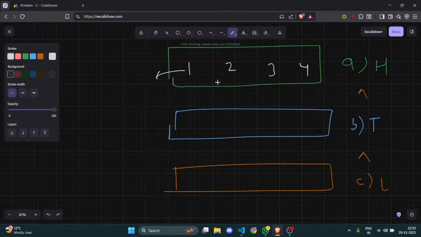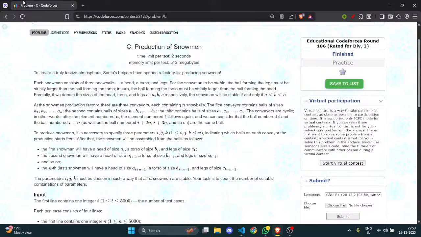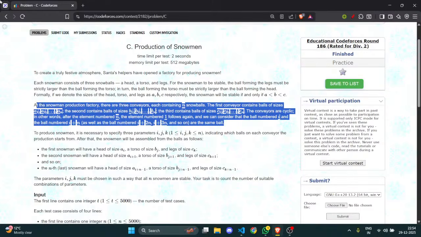Or if we start with snowball two, then two comes, three comes, four comes, then again we go in a circular fashion and one comes. Let's mark one, two, three, four here also, and here also. We need to pay attention that all these have n snowballs, the same number of snowballs. This part explains how it is circular: after n, there comes one again, then two, three, four, then n, then one again.